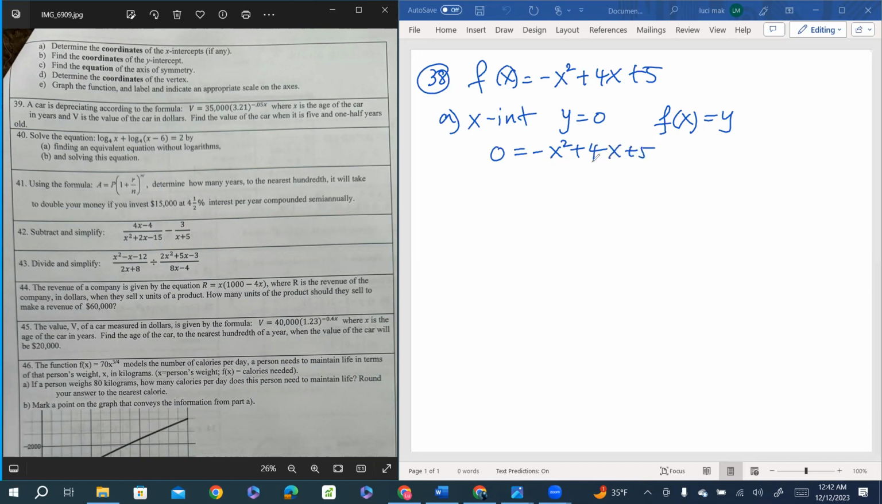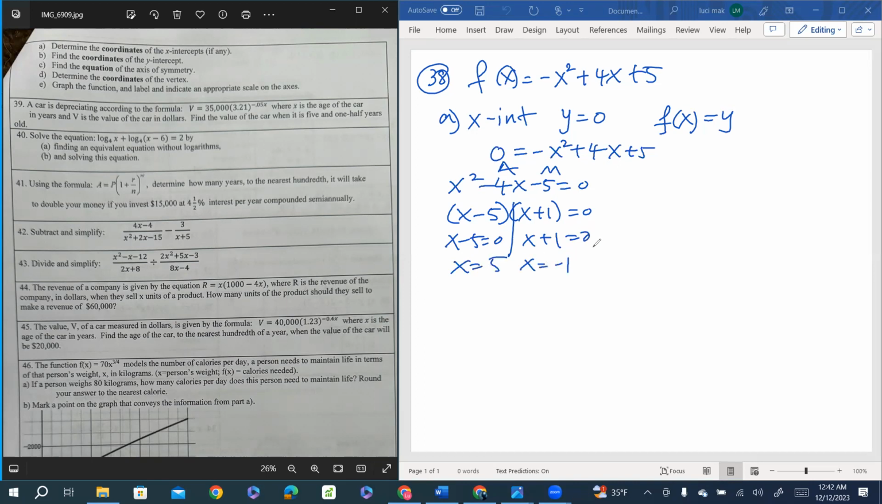We could bring everything to one side or divide by negative 1. Let me bring this to the other side. So it becomes positive x squared minus 4x minus 5 equals 0. We need to find two numbers that multiply to negative 5 and add to negative 4. The two numbers give x minus 5 times x plus 1 equals 0. Let's double check. Negative 5 times positive 1 is negative 5. Negative 5 plus 1 is negative 4. Now we set each one to 0. x minus 5 equals 0 or x plus 1 equals 0. You get x equals 5 as well as x equals negative 1. So the two x-intercepts are 5 comma 0 as well as negative 1 comma 0.